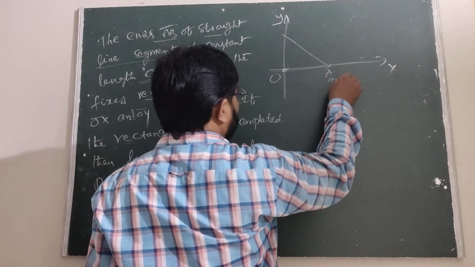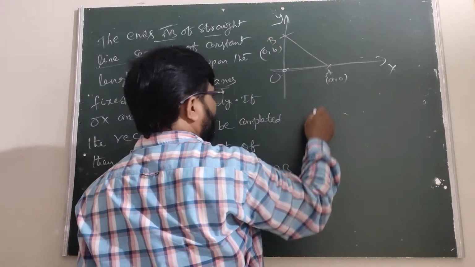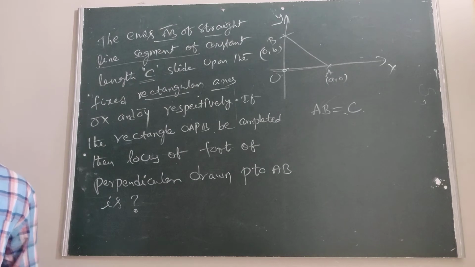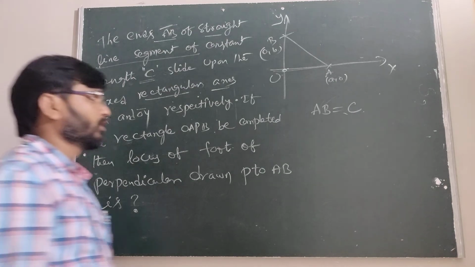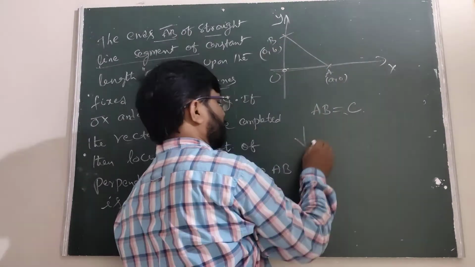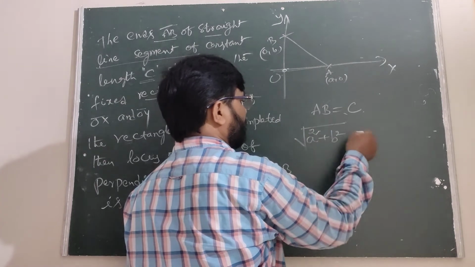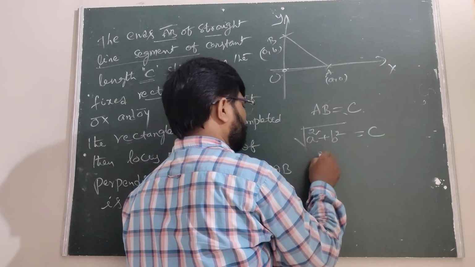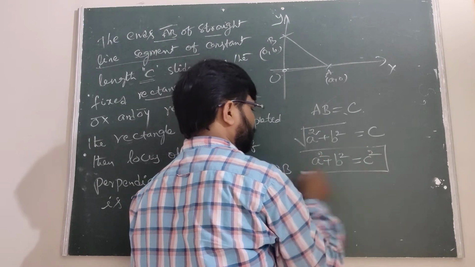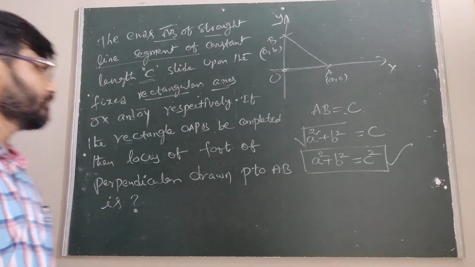A comma 0, 0 comma B, of a constant length. AB is c. The length of the line segment is given as c. We have to know that the square root of (x2 minus x1) whole square plus (y2 minus y1) whole square gives a square plus b square equal to c. Now this is a square plus b square equal to c square. Is it clear? This is a square plus b square equal to c square.